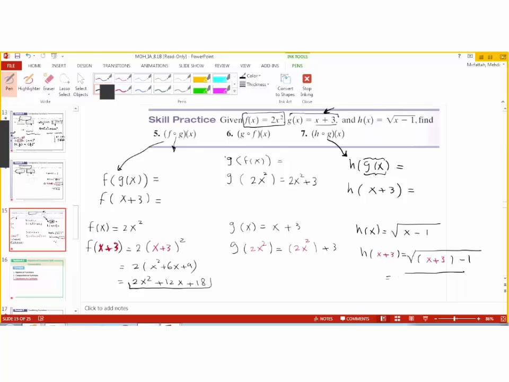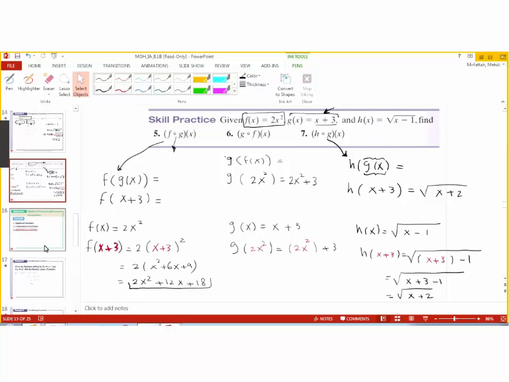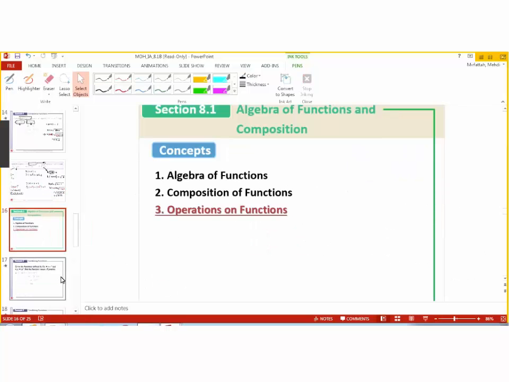So that's what you get inside the radical. You get X plus 3 minus 1. So this would be square root of X plus 2 then, right? So that's what this is. Square root of X plus 2. Very good. You got it. Okay, so that's how you evaluate the composition.